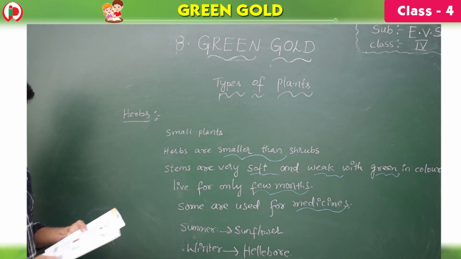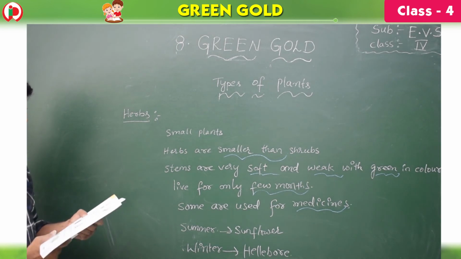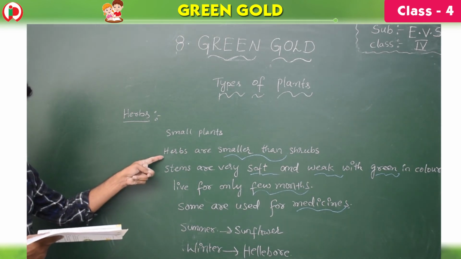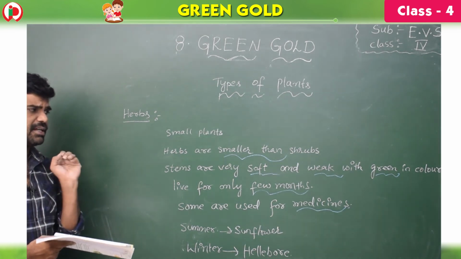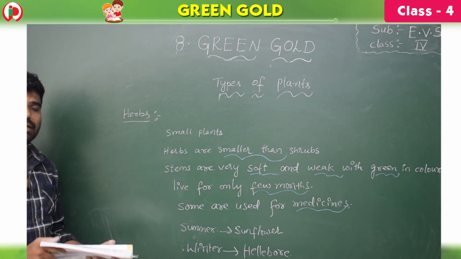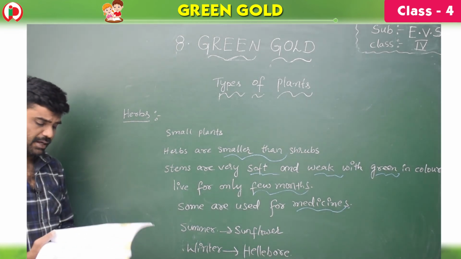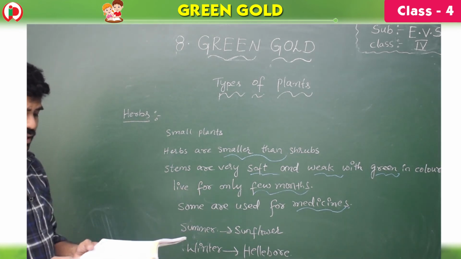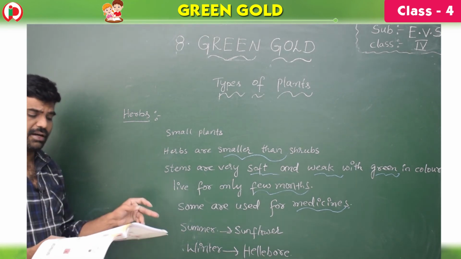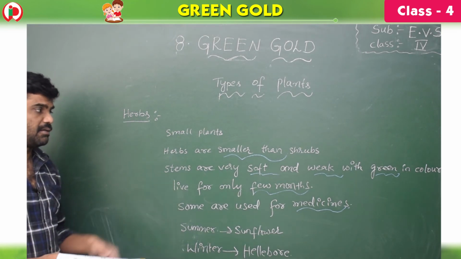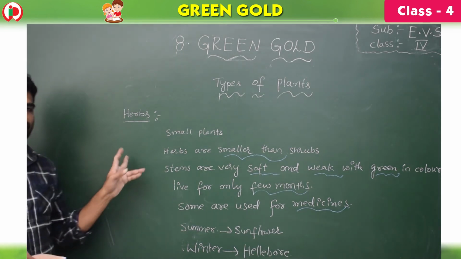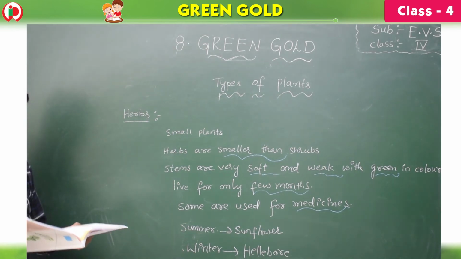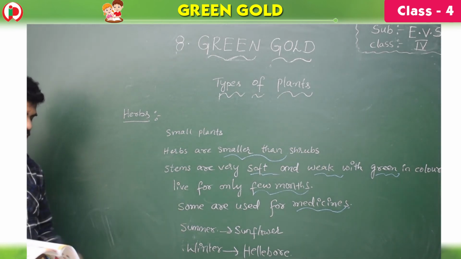Here, children, herbs consist of very small plants. Herbs are smaller than shrubs. The stems are very soft and weak, green in color. In shrubs the stems are hard. Sorry, they have hard and thin stems. Here, the stem is weak and soft. And you see the difference. Shrubs live for many years. Herbs live only for a few months.